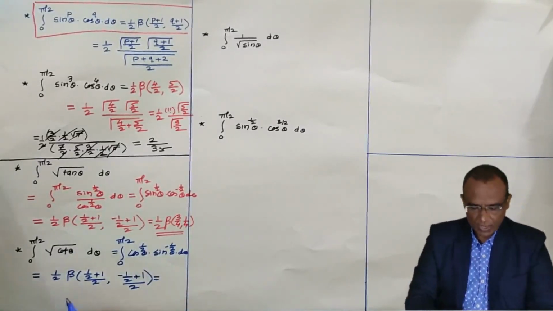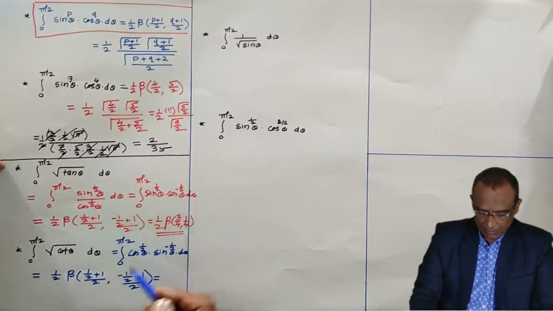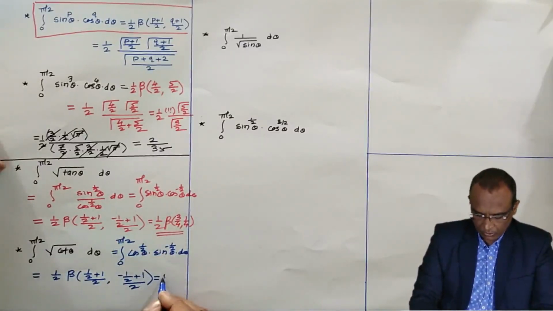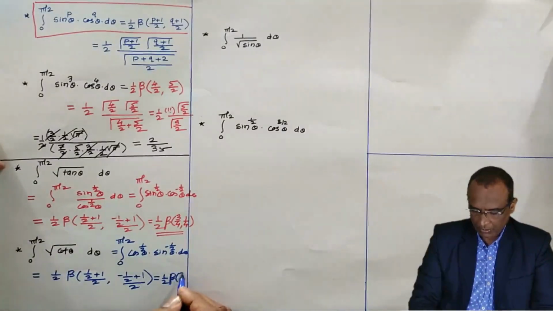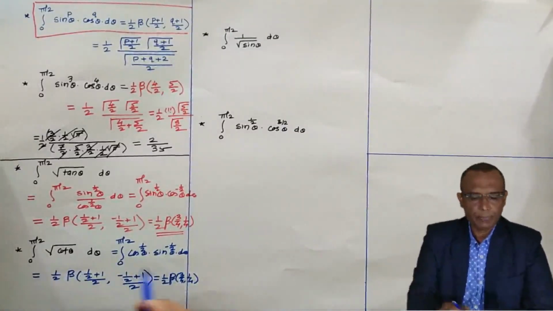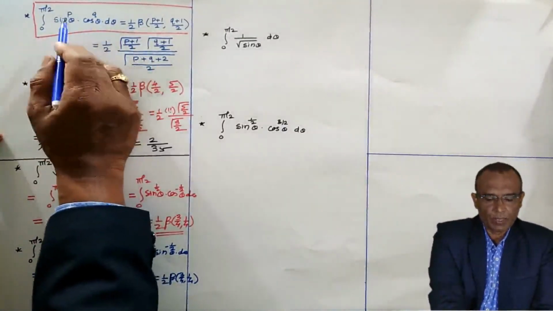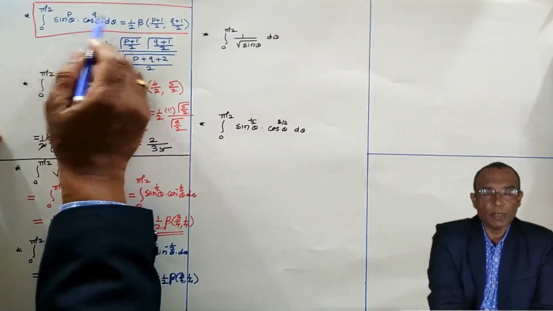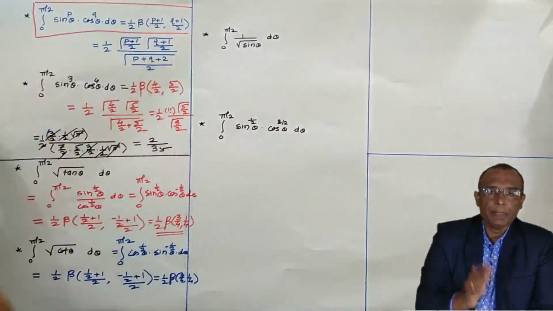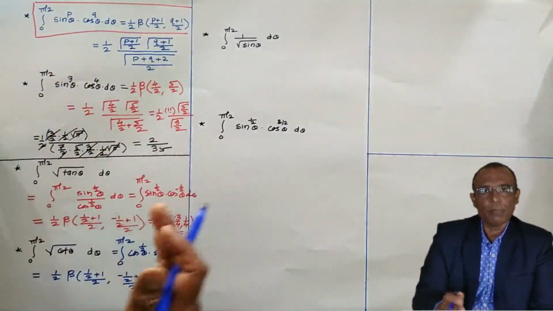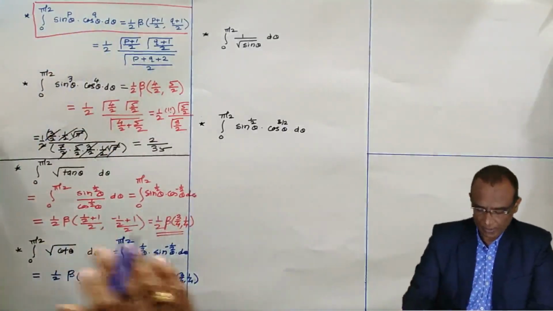Now the same thing is happening, same thing is coming, therefore it is 1 by 2 beta 3 by 4, 1 by 2. Here m and n, p and q can be interchanged. P and q are interchangeable. In beta function, beta mn is beta nm, or beta pq is beta qp.